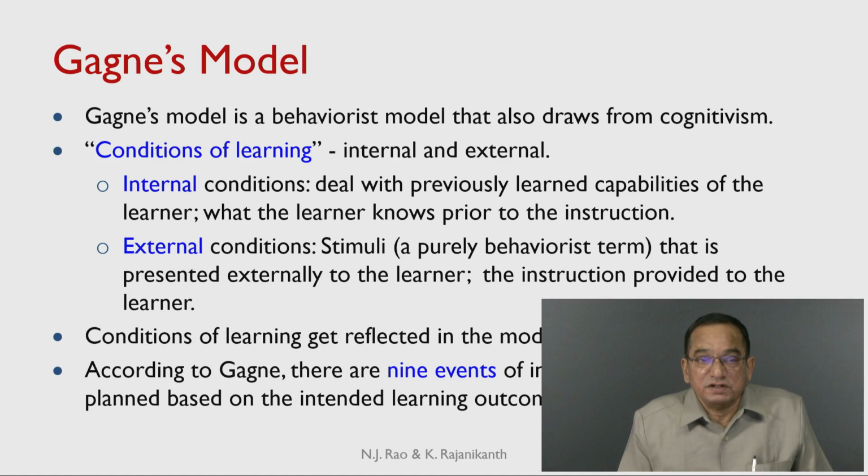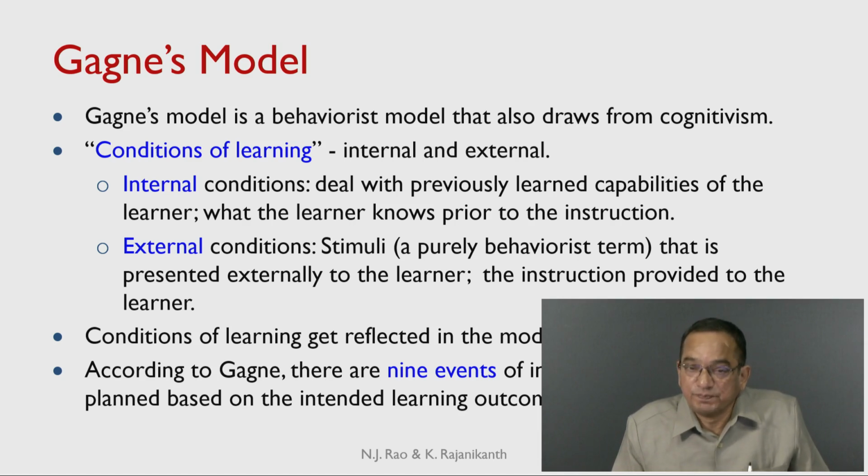Now let us look at Gagne's model of 9 events of instruction. Gagne's model is a behaviorist model, but it also draws from cognitivism. Gagne makes conditions of learning the focus of his model. He distinguishes between internal and external conditions of learning. Internal conditions deal with previously learned capabilities of the learner. In other words, what the learner knows prior to the instruction.